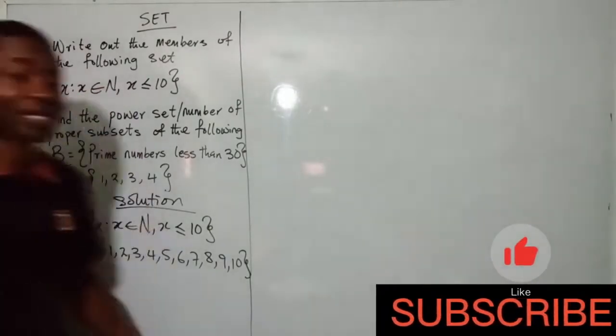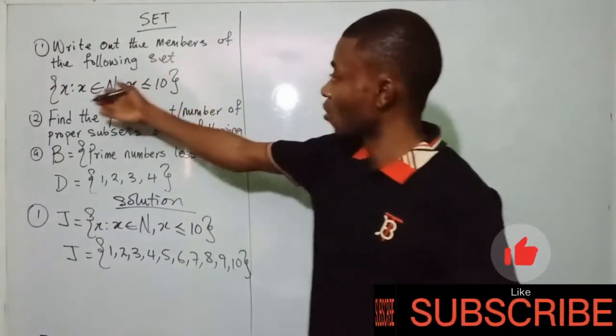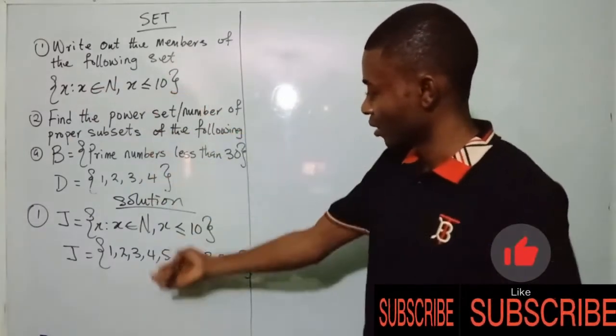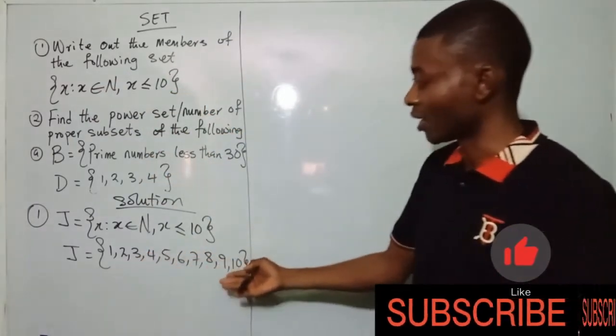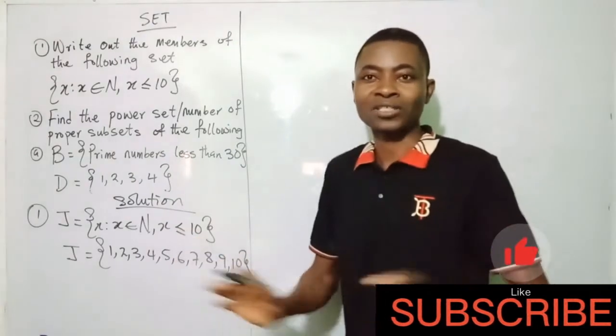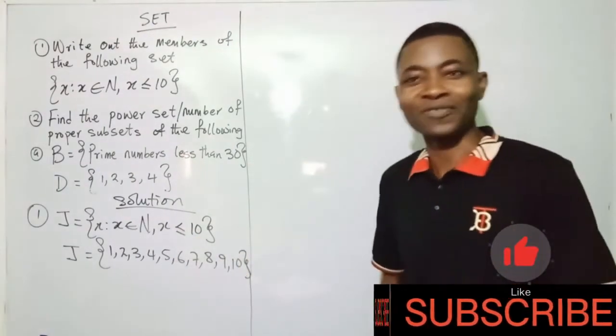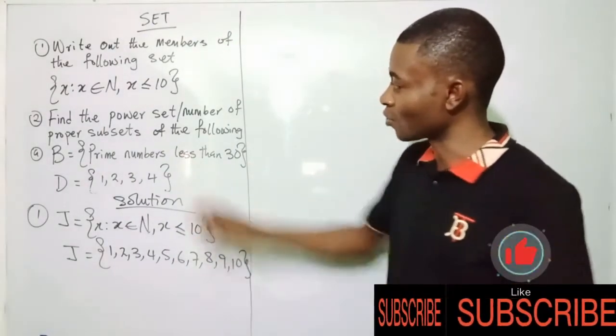That is exactly what is expected. So the members or elements of this very particular set are what? 1, 2, 3 down to 10. That is it. We have successfully answered that question. Not difficult at all, isn't it? Now let's look at the second question.